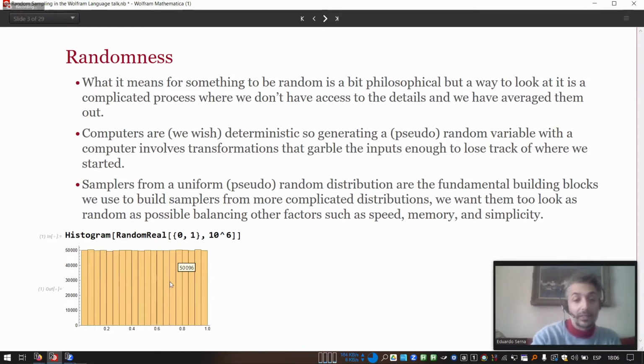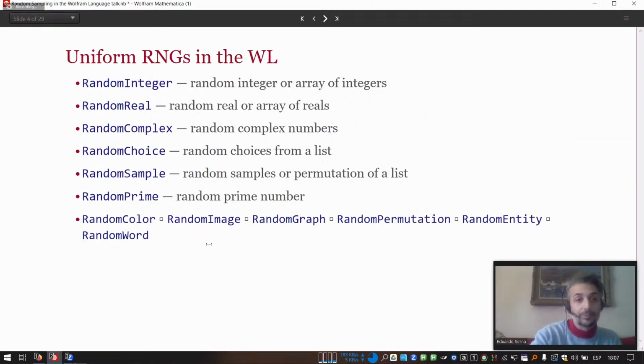And here we have RandomReal, a function that generates reals from a uniform distribution, here between 0 and 1. We compute a million and plot the histogram, and we see that it's essentially uniform with small jitters that are plausible and reassuring. This histogram would look essentially the same if this was a true random number generator and not a pseudo-random number generator.